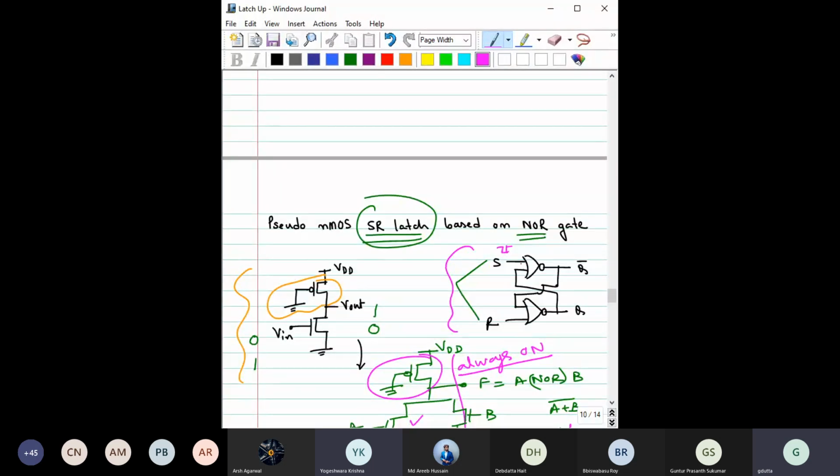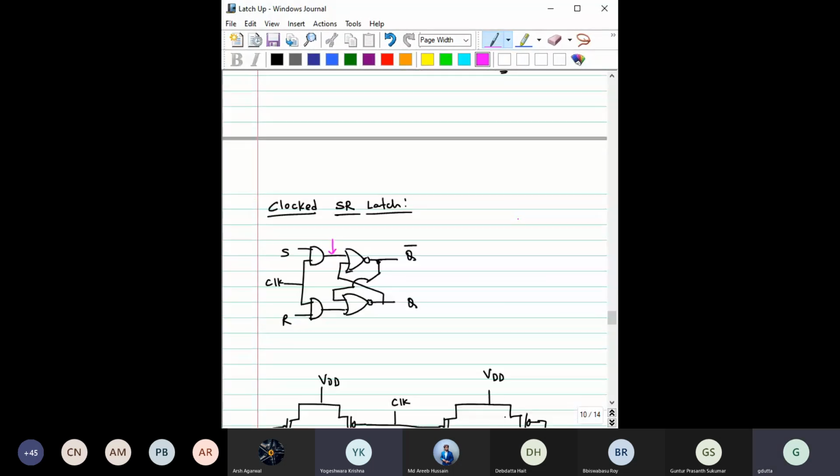Also, this part is not synchronized with the other part of the network. So if you want to synchronize it and say I want the output to change only when the clock is high, that way you can synchronize it with the rest of the circuit. So how can you do that? By using a clocked SR latch. So what is the funda of this clocked SR latch? The funda is that before that you make an arrangement like this.